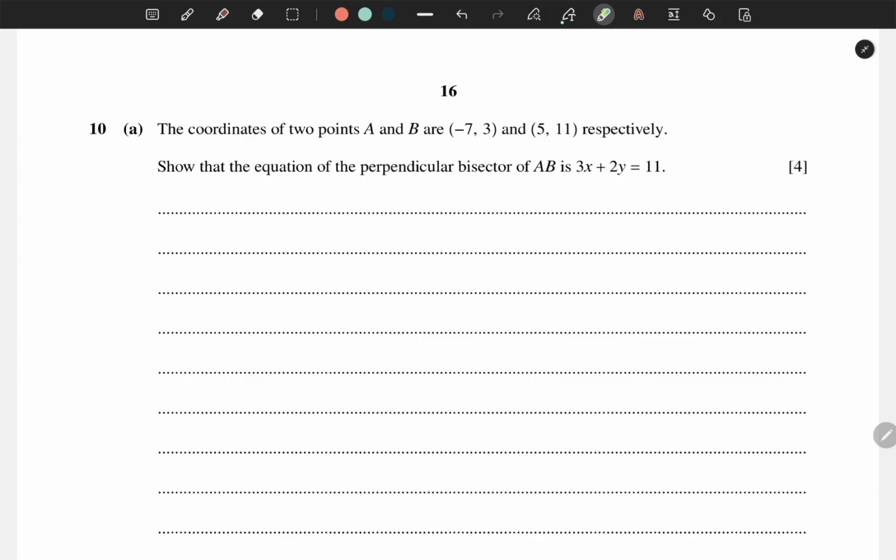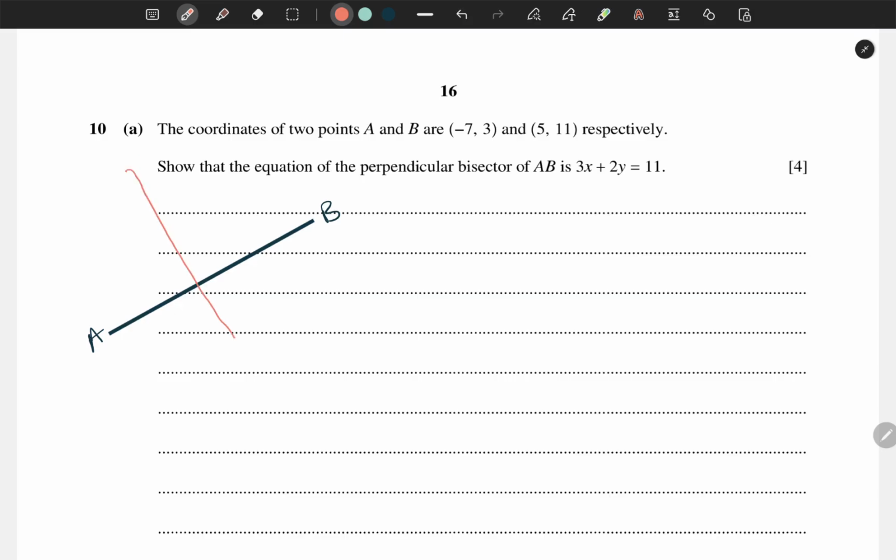Okay, here is the next question. The coordinates of the 2 points A and B are these respectively. Show that the equation of the perpendicular bisector of AB is given by 3x plus 2y equals 11. Okay, let's just picture this. Let's say we have the line here. This is the line AB. So this place is A and this is B. Okay, and we have a perpendicular bisector.